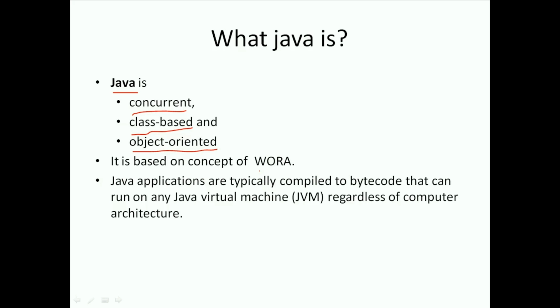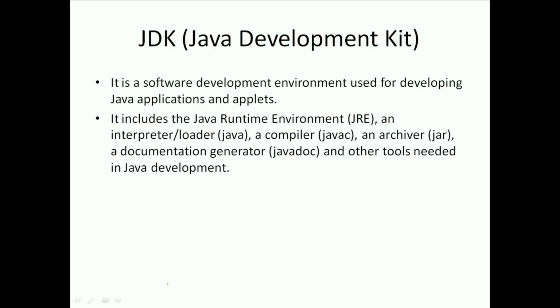Java works on WORA, which makes it apart from other programming languages. WORA means write once, run anywhere, which makes it platform independent. Now we have three terms in Java, that is JDK, JRE and JVM.